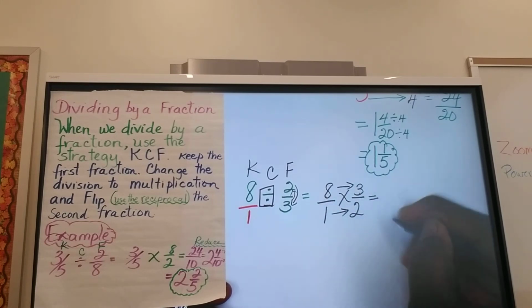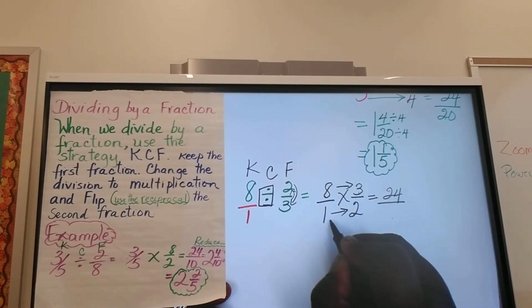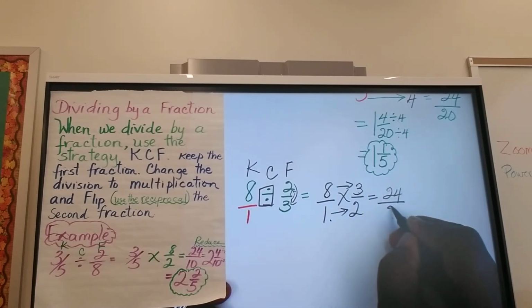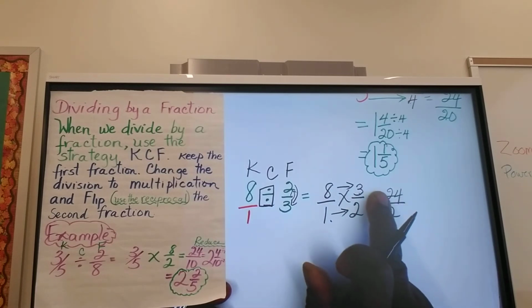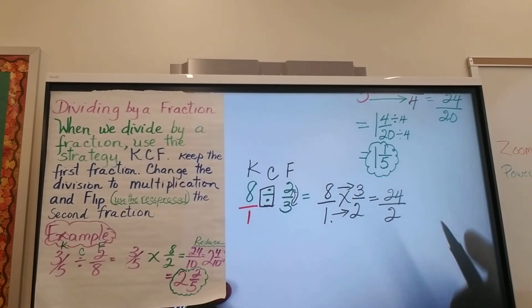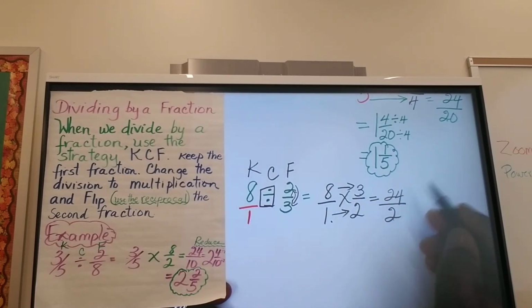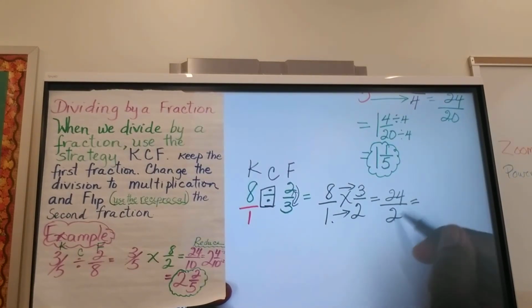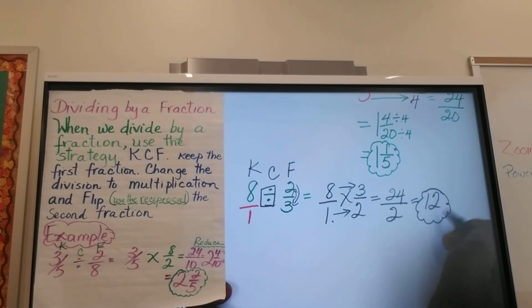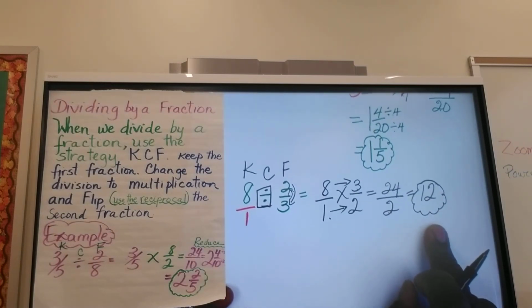3 times 8 is 24. 2 times 1 is 2. We have an improper fraction, and therefore we're going to reduce, and so it's going to be equal to 2 into 24 equals 12. So there are 12 2/3 in 8 whole pieces.